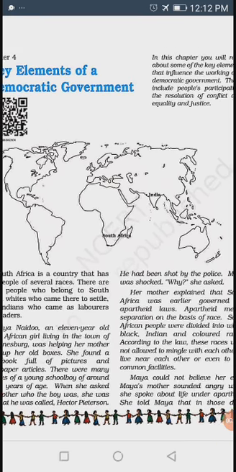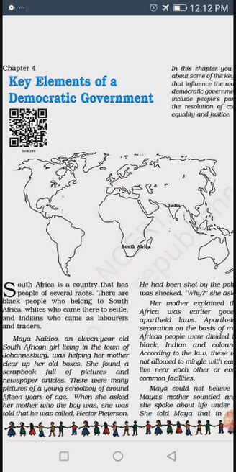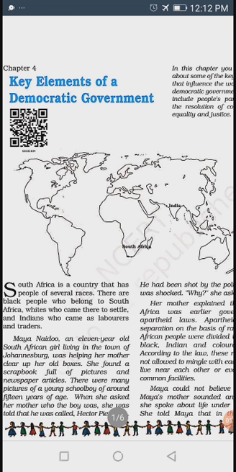In this chapter we are going to study the key elements of a democratic government. Key elements means what? Key elements means major elements which influence the work of democratic government. Democratic government, as I told you, it is लोकशाही सत्ताक राज्य, लोकशाही असलेलं राज्य, लोकशाही असलेला देश, that is democracy. And which are the major elements or the key elements which influence the work of democratic government.